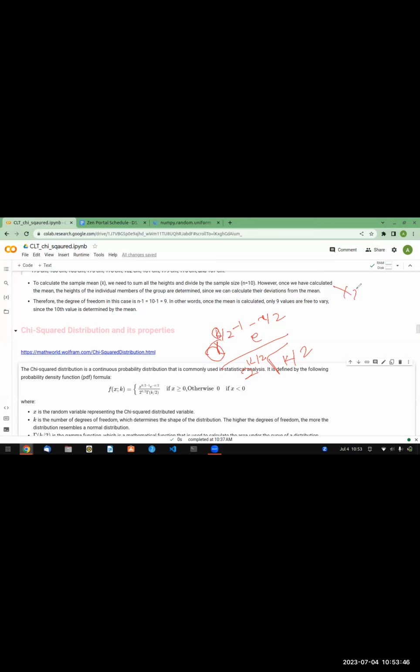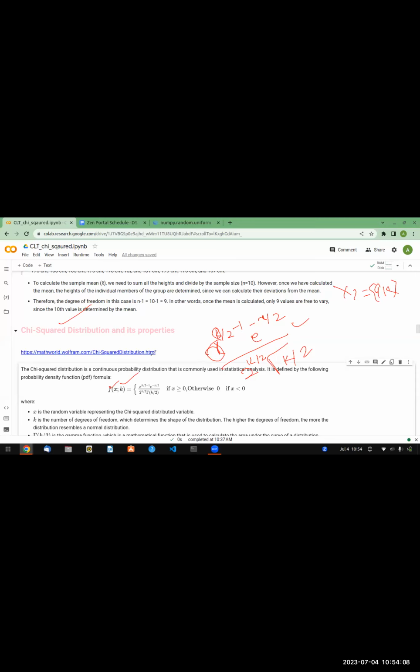Now if I change this xi to 9k, now what is the k? k will be changed. So the whole output of this calculation will be changed because the k value is changed. That means the chi-square distribution depends on x and the degree of freedom of the data.